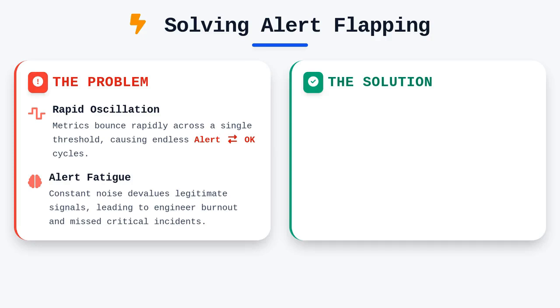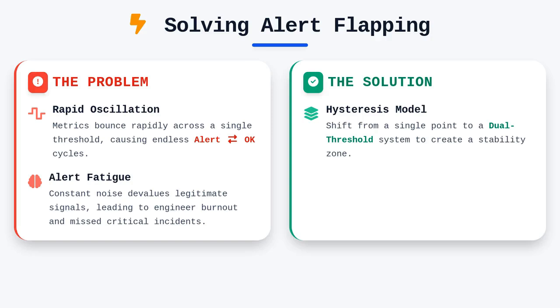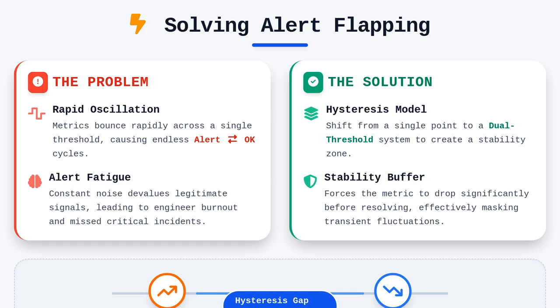To prevent this, we must shift our design approach from simple threshold monitoring toward more sophisticated hysteresis models. Hysteresis involves defining two distinct threshold values, one to trigger the alert, and a secondary different value to clear it. By ensuring the metric must return to a more stable state before the alert can resolve, we create a buffer that effectively masks minor, transient fluctuations that do not represent a genuine service recovery.